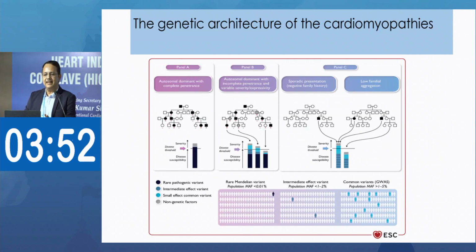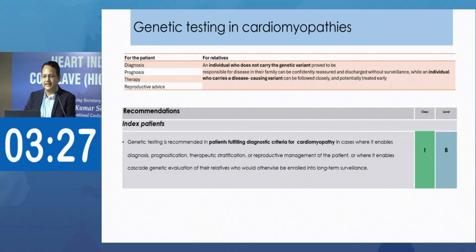So this is the genetic architecture for the cardiomyopathies. There are different panels A, B and C. Panel A is recommended for autosomal dominant Mendelian inheritance with complete penetrance. If it is autosomal dominant but with incomplete penetrance, panel B is recommended, and for sporadic multifocal disease, panel C is recommended.